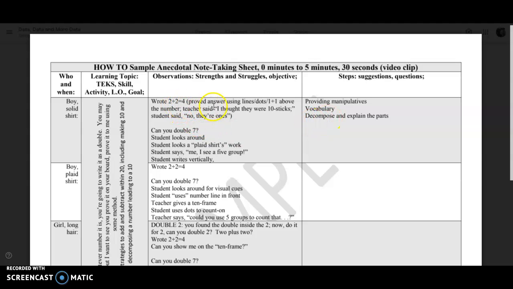He wrote 2 plus 2 plus 4. He proved line and dots and 1 plus 1 above. He's able to decompose a number fairly well. But when he's asked about what those were, 10 sticks and the number, he said, no, they're ones. We need to work on some vocabulary also. Again, this is a different state, but here in Texas, we say rods and units and things like that, not just 10 sticks and ones.